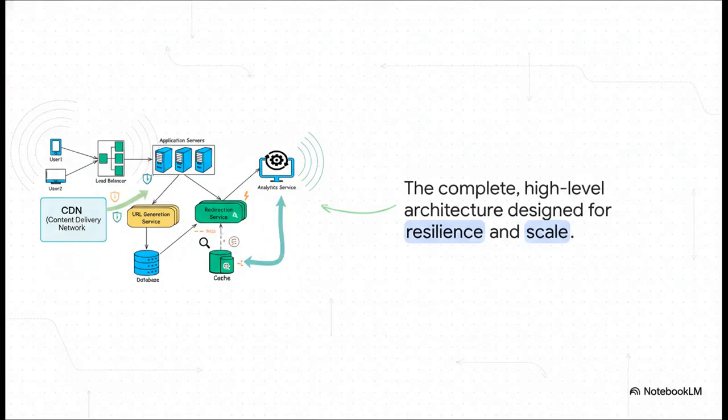And here it is, the whole picture. A user hits the CDN first. If it's a miss, the request goes to our redirect service, which then checks its own cache, and only as a last resort does it hit the main key value database. Every single layer here is designed to absorb the massive read amplification that comes from a popular link.